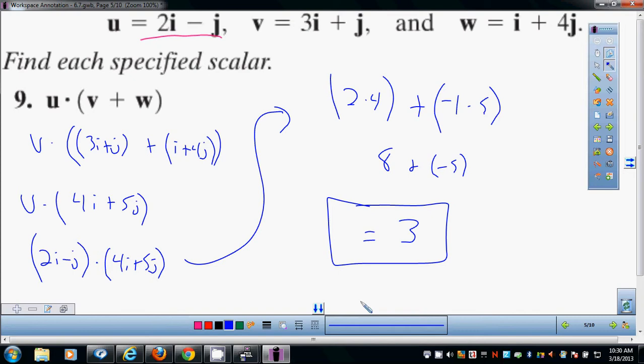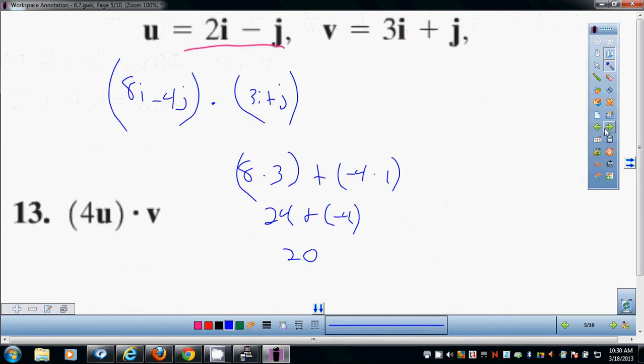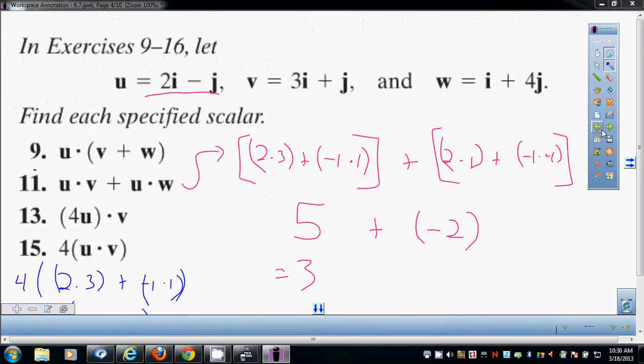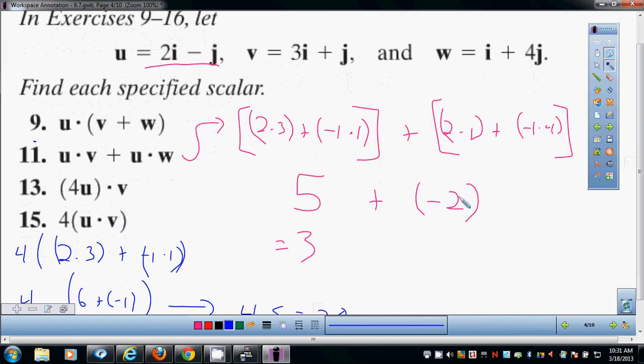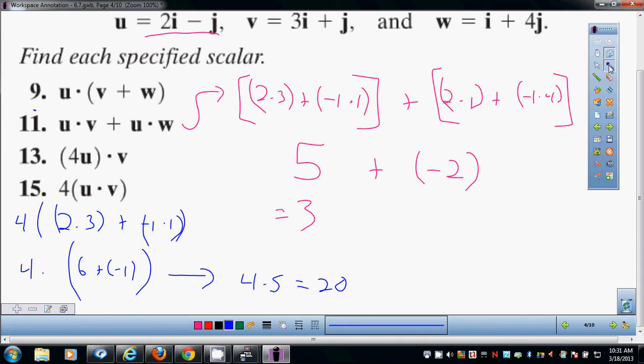Uh-huh. That one? Here? That's because, yeah, I didn't write in the vectors. I just went straight to the multiplication portion. Yeah, sorry about that. Other questions?